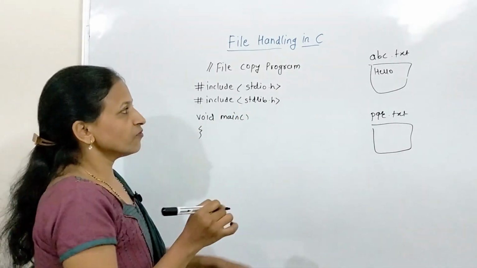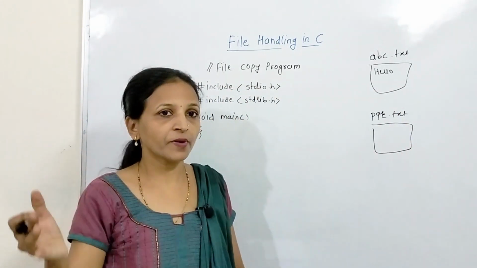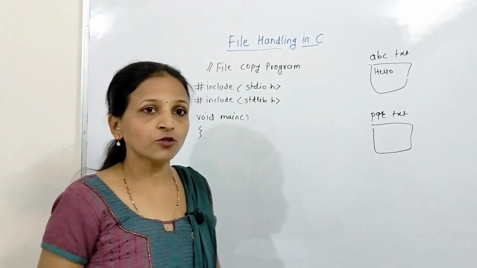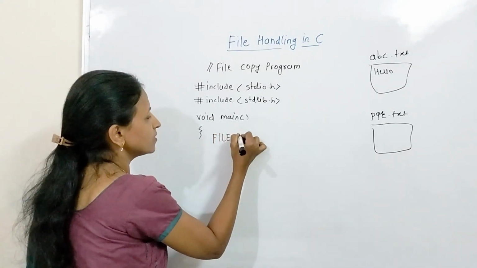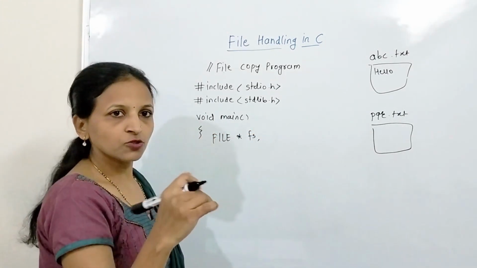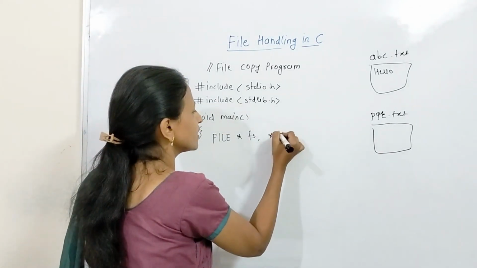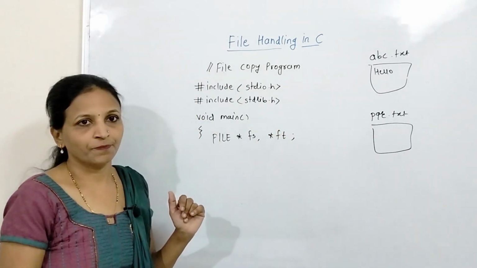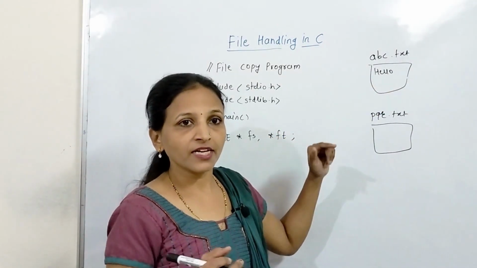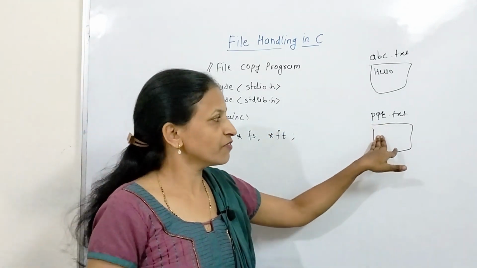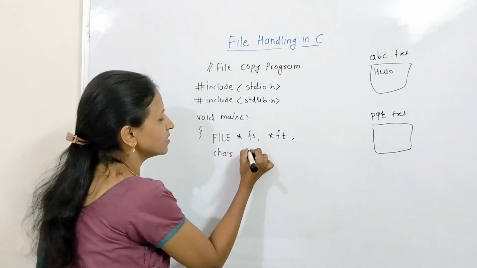Here we will work on two files. The first we will open in read mode, and the second in write mode, so we have to declare two file pointers. First FILE star fs, meaning the source file, and for the target file a second file pointer, ft. Next is a character. Whatever character we read from this file should be stored somewhere so that the same character can be written into the other file. For that we declare one character variable, char ch.